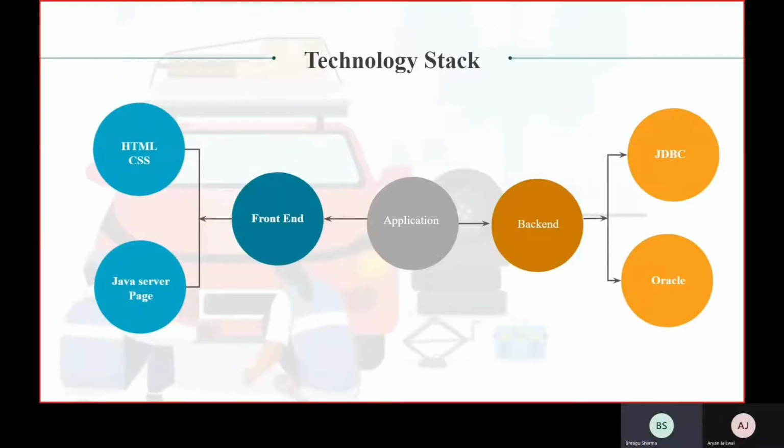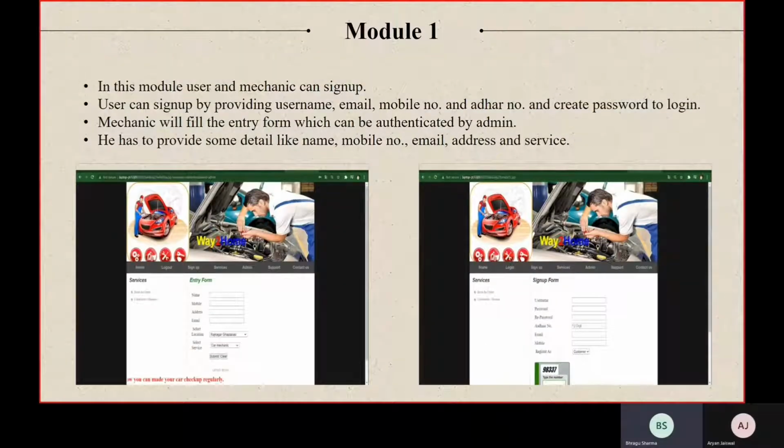Let's talk about the technology stack. In our application, front end and back end technologies are used. The front end technologies are HTML, CSS, and JSP as Java Server Pages, and the backend is JDBC, Java Database Connectivity, and Oracle. Now, my friend will continue, Aryan Jaiswal.